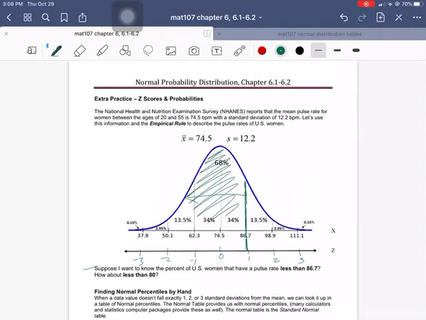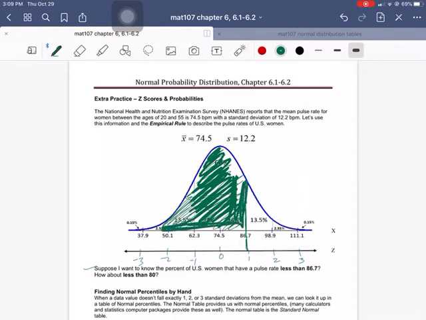So all this would be what we're talking about here. Okay, so this is P of an X that is less than, the probability of an X that is less than a value of 86.7, okay, is what we're looking for, that number, okay?